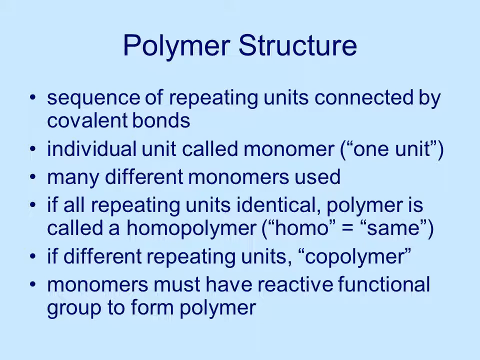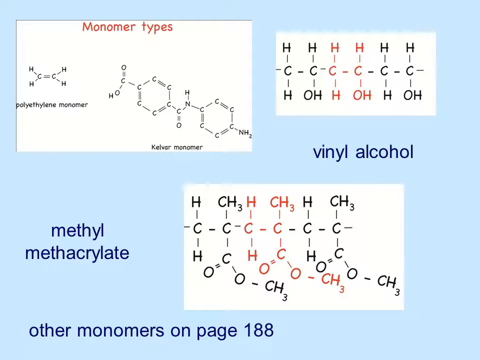The monomers have to have a reactive functional group in order to form a polymer. So there's got to be the ability of the monomer to react with another compound in some way before you can begin a polymer. Here's some examples of monomers. Polyethylene monomer, or the Kevlar monomer. Kevlar is used in vests, bulletproof vests, things like this.